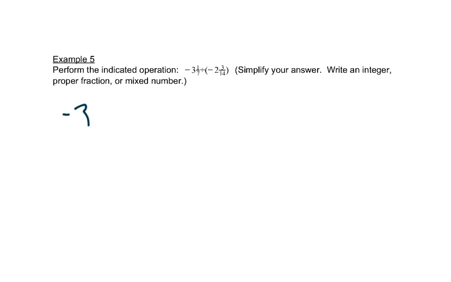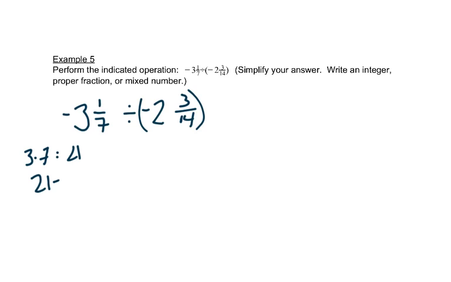So here's another problem. We have negative 3 1/7 divided by negative 2 3/14. First we need to change those to improper fractions. In the first fraction, we'll take 3 times 7, which gives us 21 pieces. Add that 1 extra piece, and we get 22 pieces. So we're going to rewrite our first fraction as negative 22 over 7.